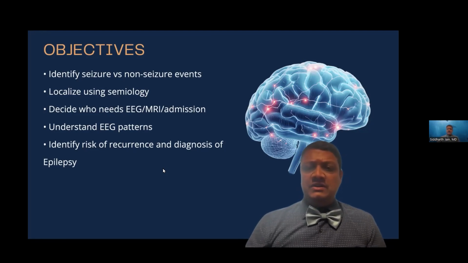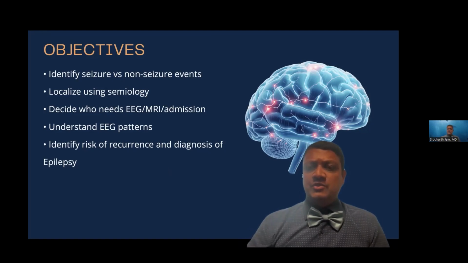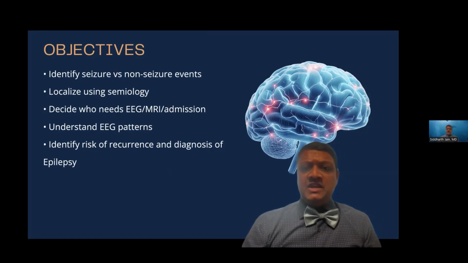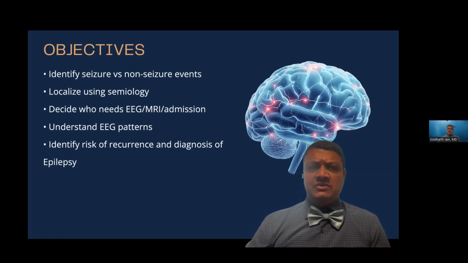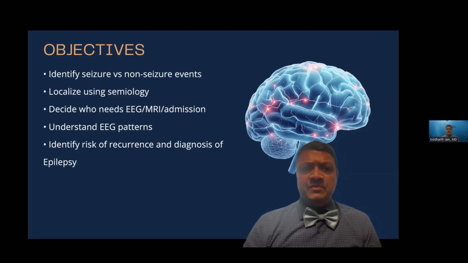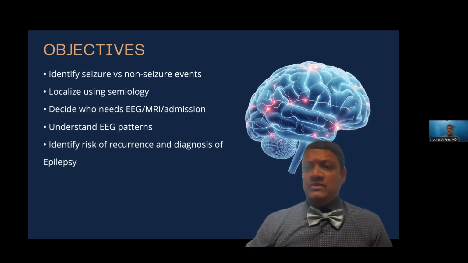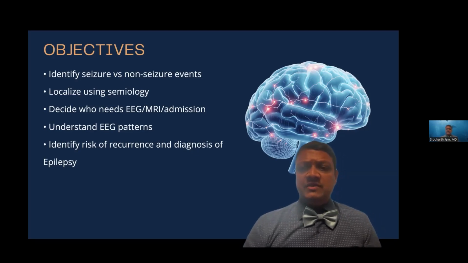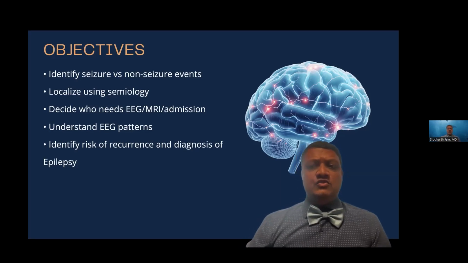Next, we will discuss who needs an EEG, MRI, or hospital admission, and go over the criteria to help make these decisions, ensuring that each child receives appropriate care. Understanding EEG patterns and other clinical aspects, we'll touch base on the utility of EEG in the diagnostic evaluation of seizures and the diagnosis of epilepsy. Identify risk of recurrence and make a diagnosis of epilepsy. Recognizing these risks early on would be vital for ongoing management and intervention.